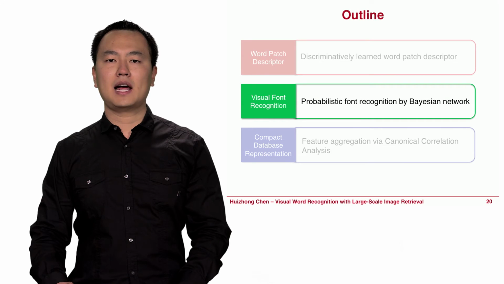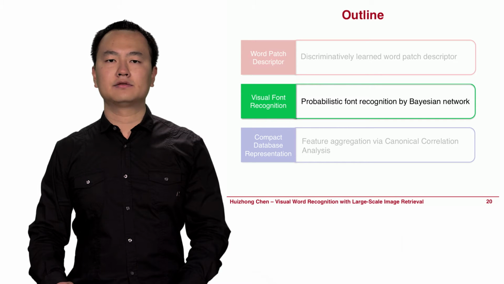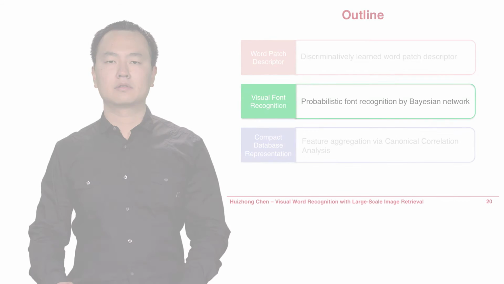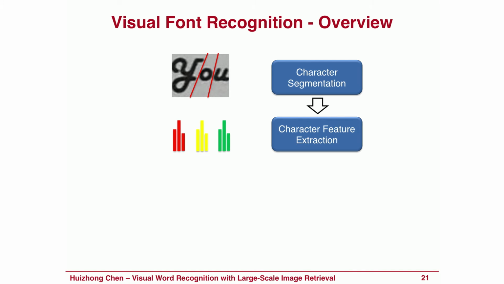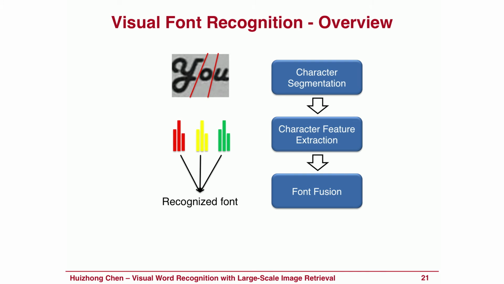I now describe a visual font recognition system that allows us to identify the fonts of query word patches. Here is an overview of the visual font recognition system. Given a query word patch, it is first split into individual characters. We then extract features from each of the characters. Since every character provides some cues for inferring the font, we combine the cues to make a joint font prediction.